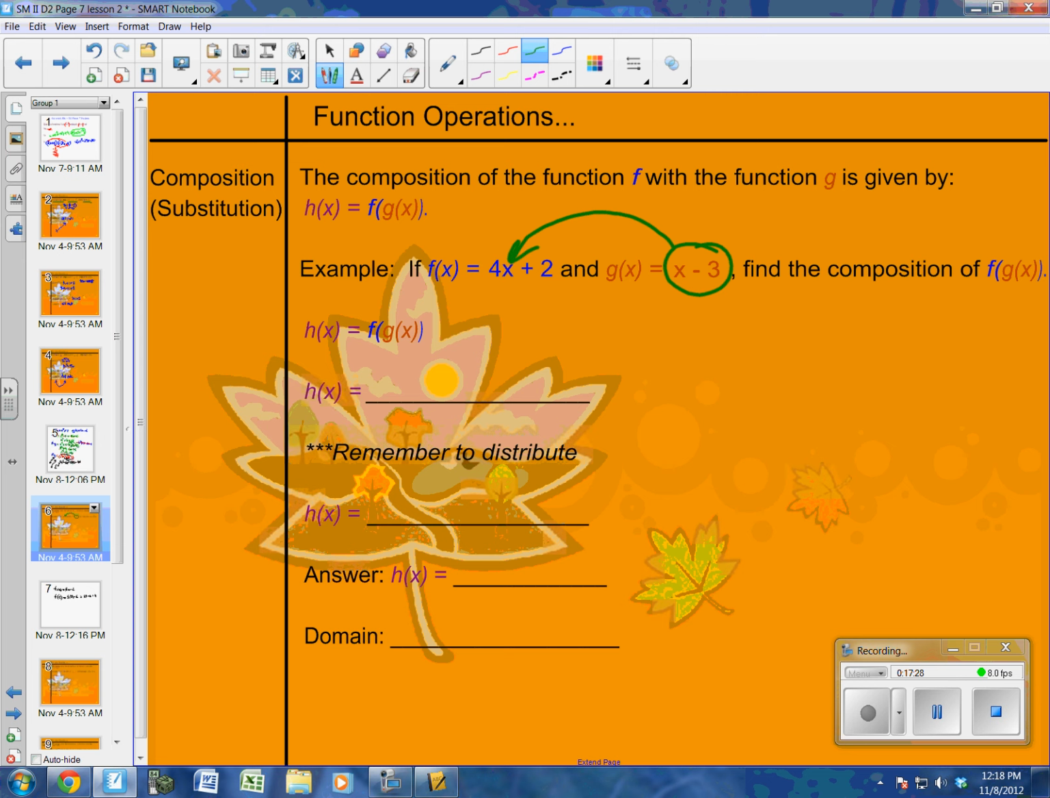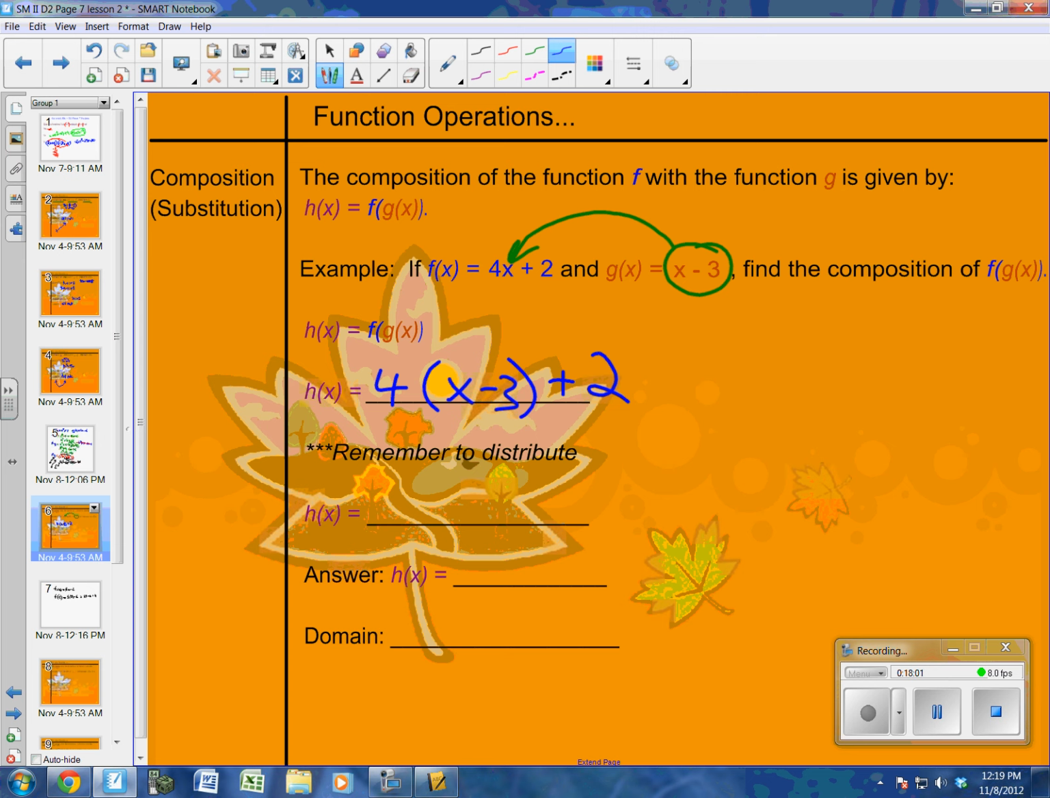So our new function h of x is going to be, and I'm going to write it like this, function f: 4, and in place of the x, we're going to put parentheses, and then plus 2. So that's function f, but instead of putting x, we put the parentheses. And what are we going to put in for x? We're going to put function g, which is x minus 3, right? Now all we have to do is simplify that.